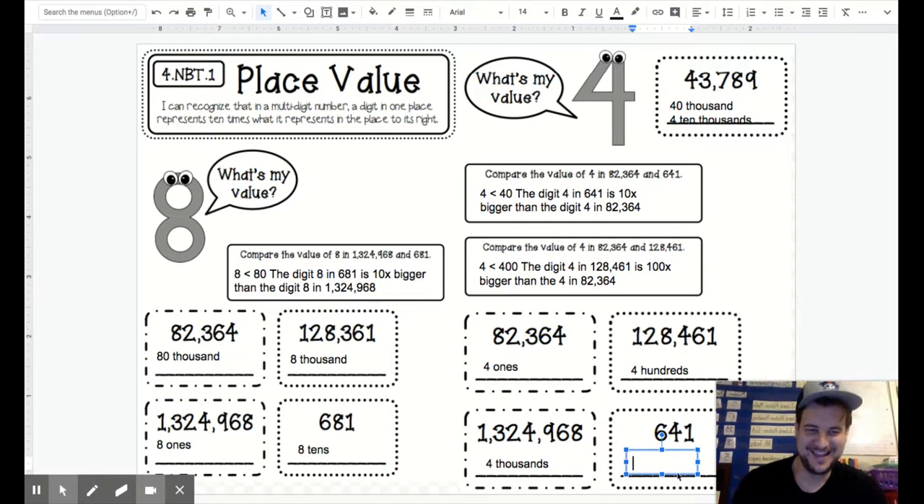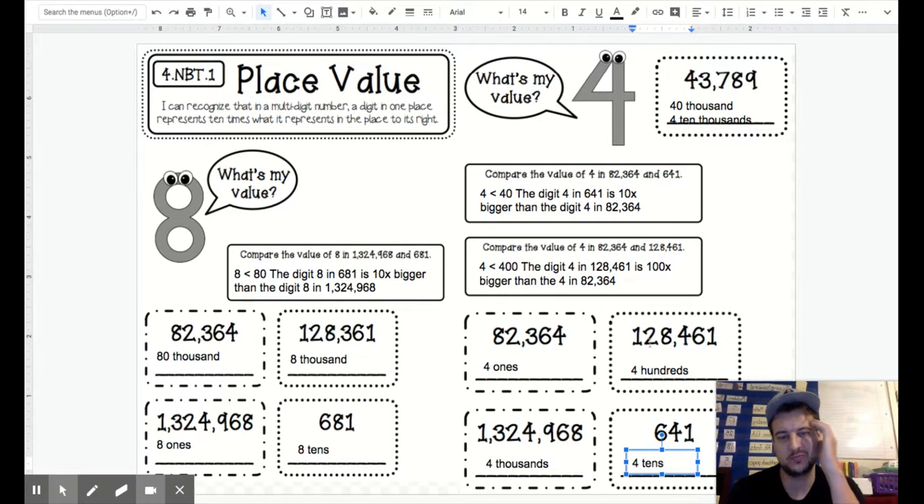4 tens. All right, so those are your notes. Once you have finished, be sure to turn in this assignment so that we see that you have done it. Hopefully, you've been doing it with me. You can always rewind, go back, and look at it again.